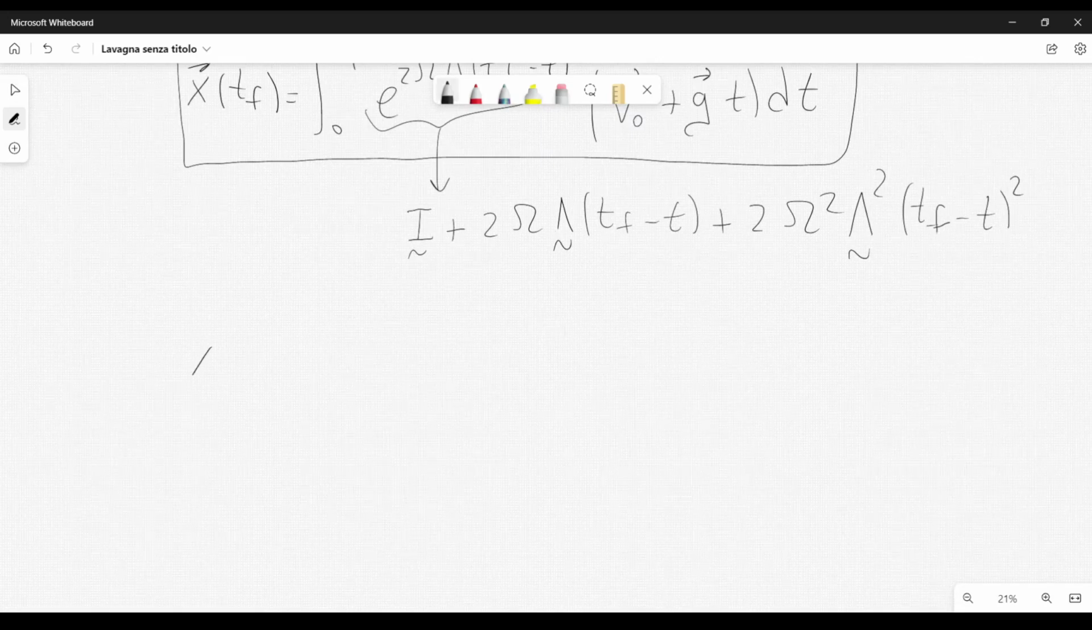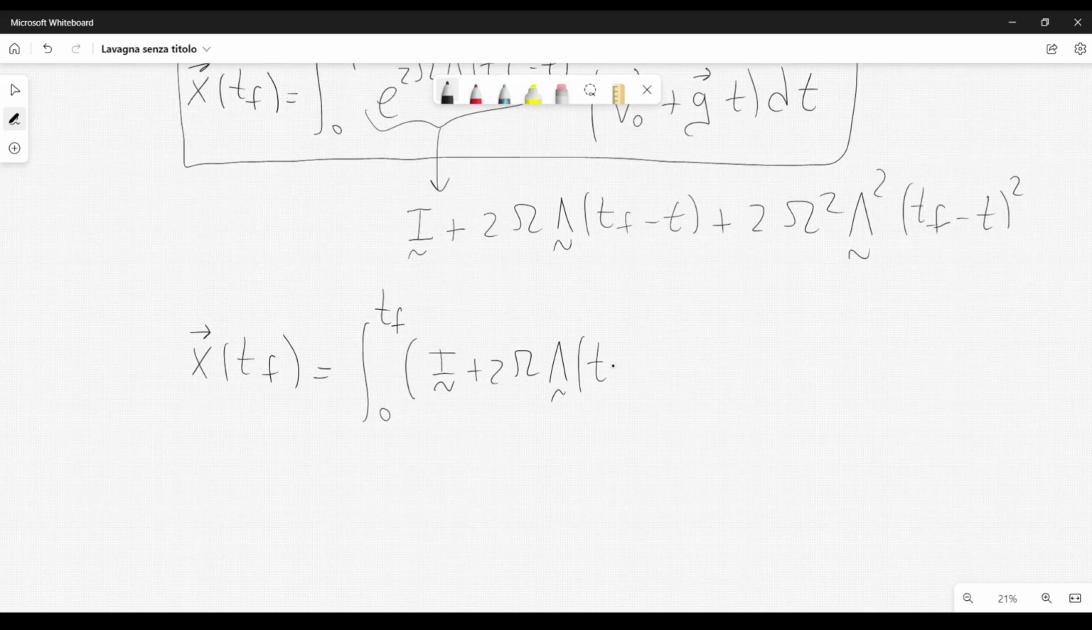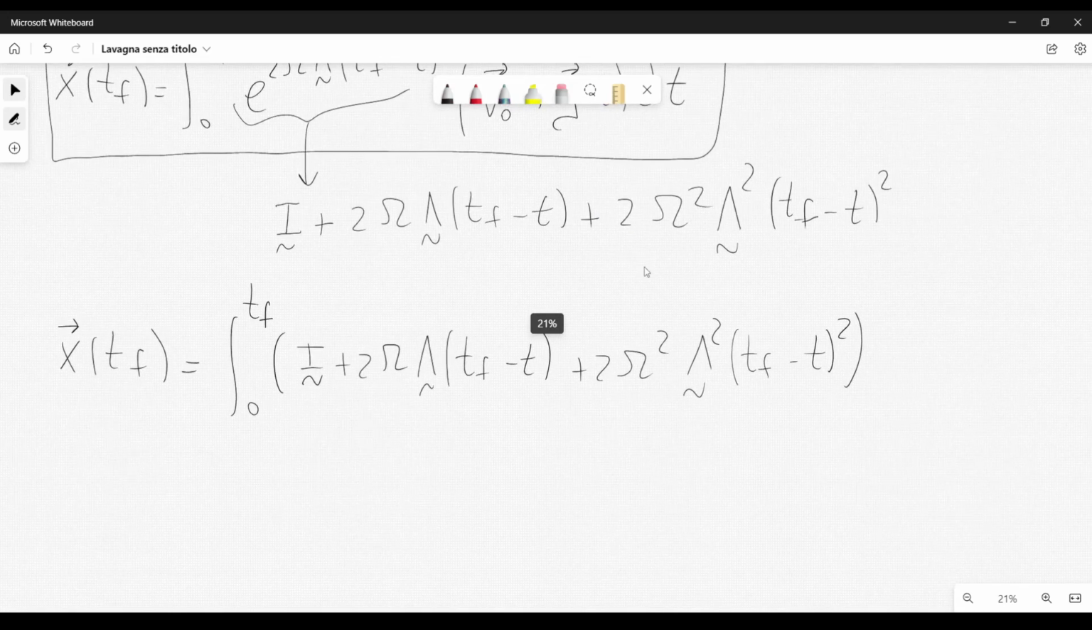So we can rewrite x of tf like this. Integral from 0 to tf, we have the identity matrix I plus 2 omega lambda tf minus t plus 2 omega squared lambda squared tf minus t squared times v0 plus gt dt.